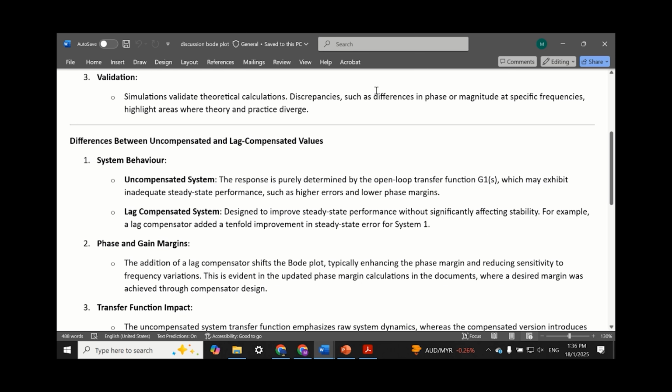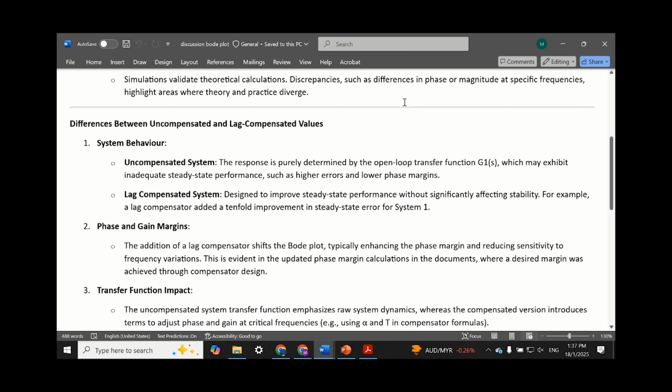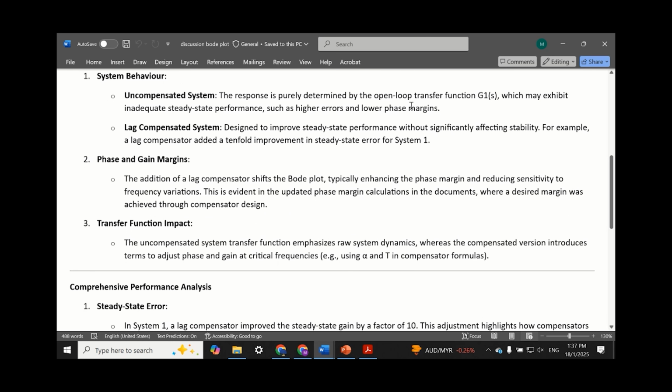Uncompensated system: the response is purely determined by the open loop transfer function G1(s), which may exhibit inadequate steady-state performance, such as higher errors and lower phase margins. The lag compensated system is designed to improve steady-state performance without significantly affecting stability. For example, a lag compensator added a tenfold improvement in steady-state error for System 1. For phase and gain margins, the addition of a lag compensator shifts the Bode plot, typically enhancing the phase margin and reducing sensitivity to frequency variations. This is evident in the updated phase margin calculations in the documents, where a desired phase margin was achieved through compensator design.